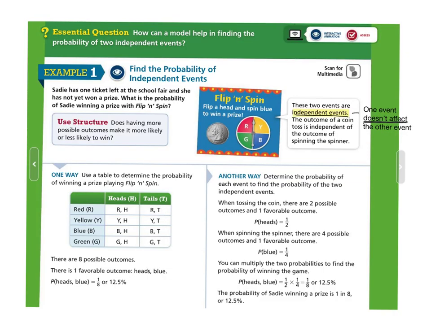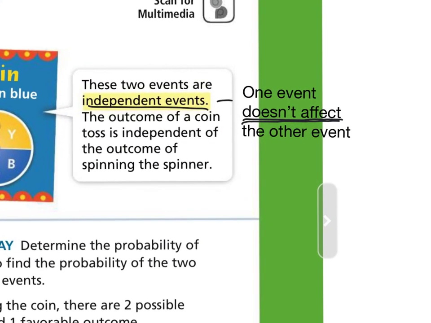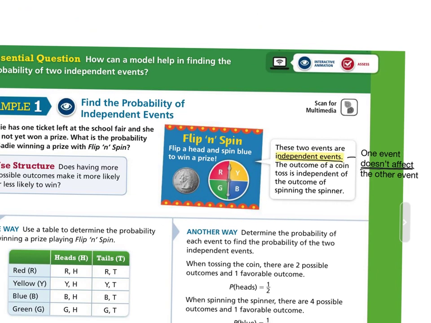Example 1, we're trying to find the probability of independent events. First of all, independent events, if you look over here, independent events are where one event doesn't affect the other event. So like if I'm flipping a coin and I'm rolling a number cube, those are independent events because what I'm getting on the coin isn't going to affect what I get on the number cube.